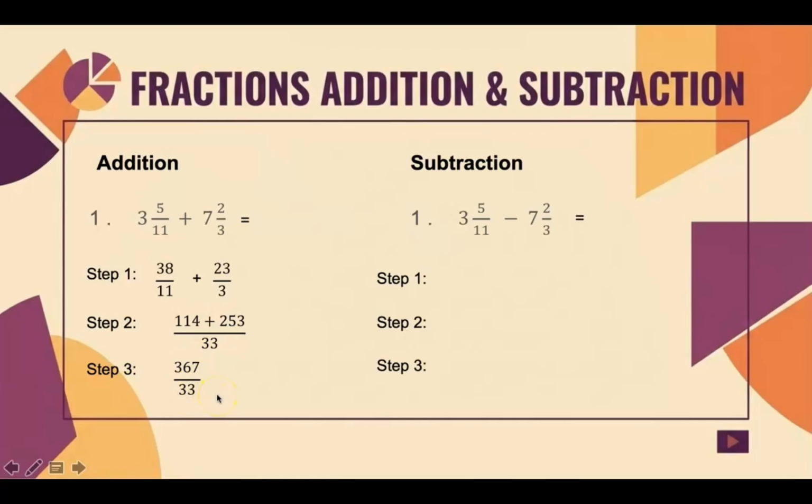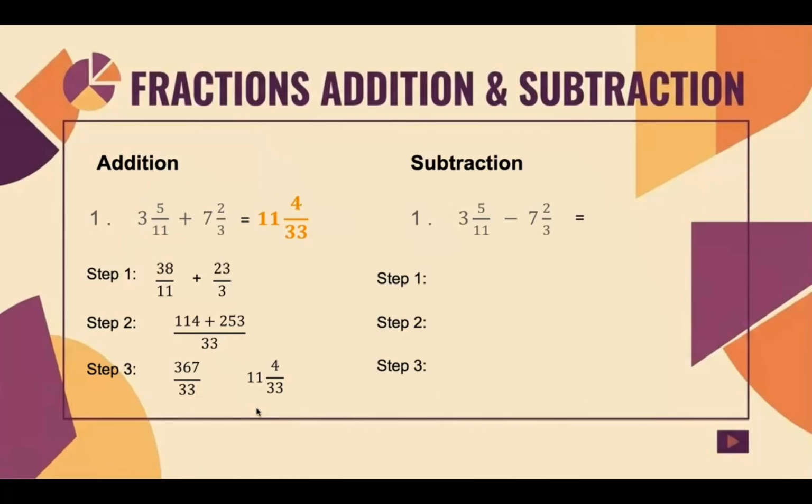Since the numerator 367 is larger than the denominator 33, we can simplify this. How many times does 33 go into 367? 11 times with a remainder of 4. So our final answer is 11 wholes and 4 33rds.